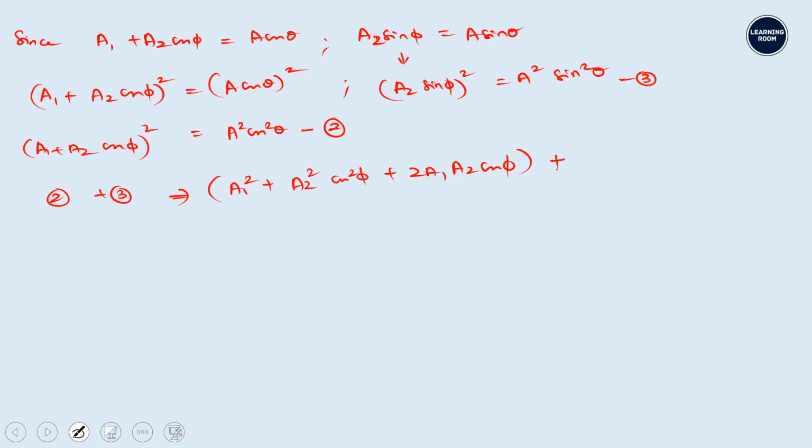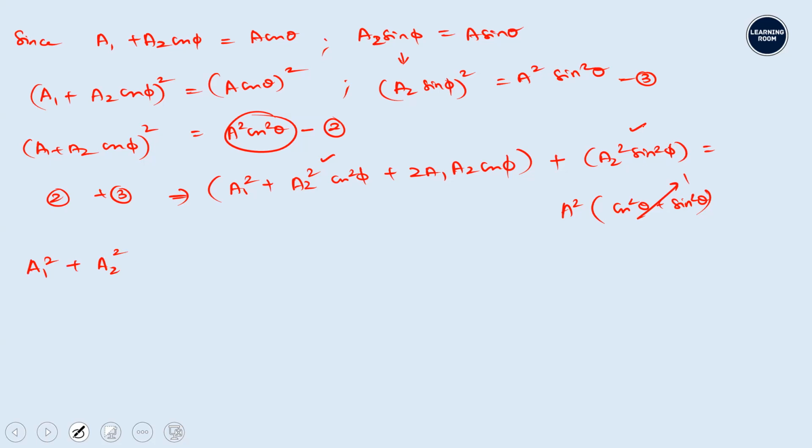Plus a2 square sin square phi will be equal to a square into cos square theta plus sin square theta, and this value is going to be equal to 1. So what will I get here? On the left hand side, I'll have a1 square plus, if I take a2 square common from both, a2 square into cos square phi plus sin square phi, plus 2 times a1 a2 cos phi. I can consider it to be a square.